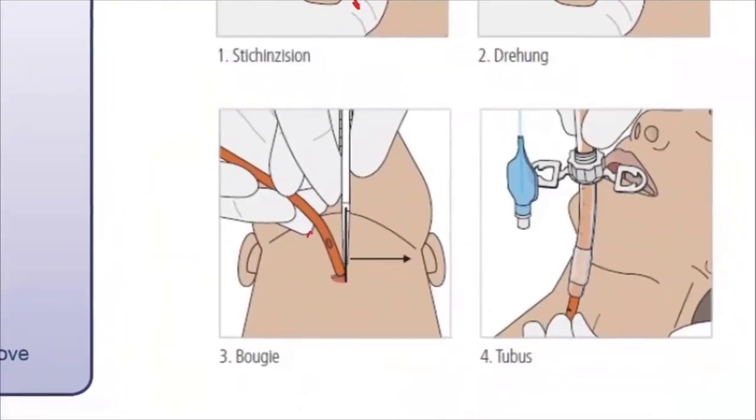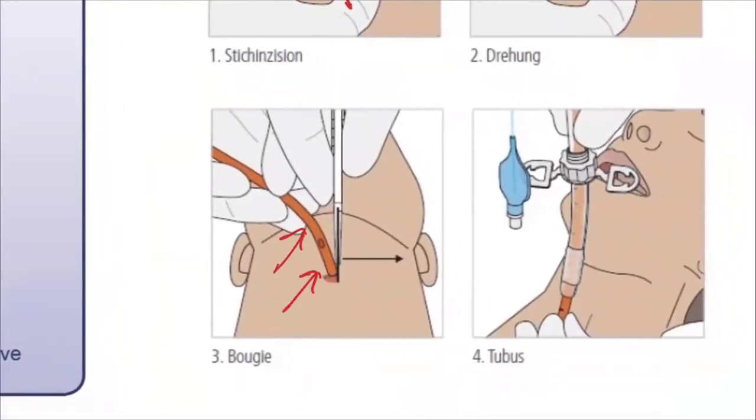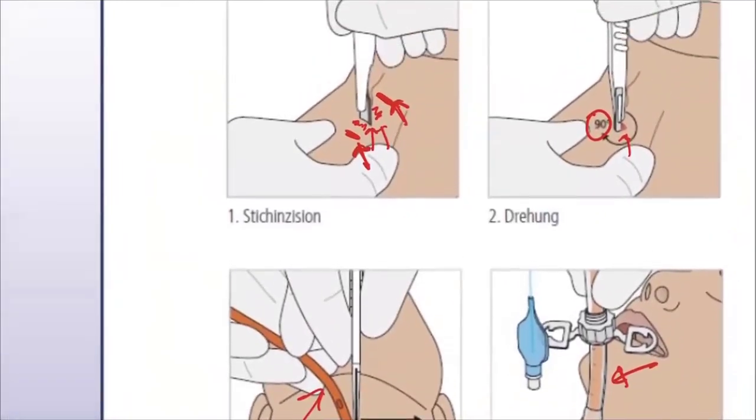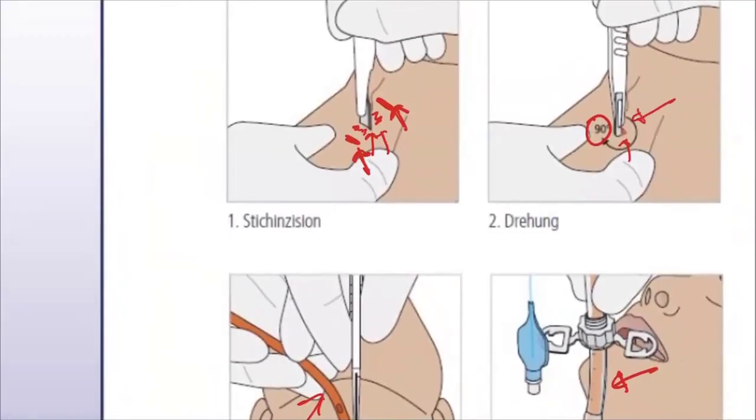Then use the bougie and place it in the trachea. Once you place the bougie inside the trachea, you will railroad the endotracheal tube. So let me repeat it. You are making a stab incision over the cricothyroid membrane. Then you rotate the scalpel by 90 degrees so that the incision you have made opens up.